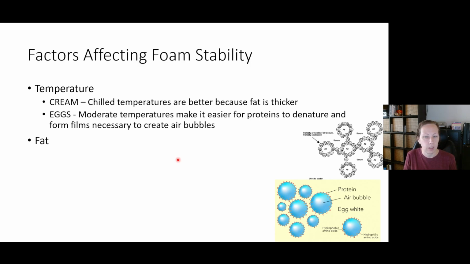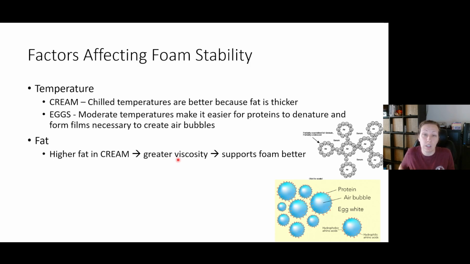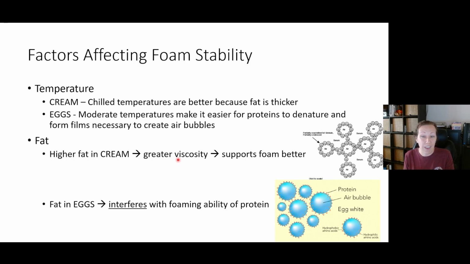Fat. Okay, so obviously cream is high in fat, right? And that high fat is what gives the cream its viscosity and the thickness that holds the air better trapped in the foam. Okay, in eggs, opposite, right? The fat in eggs is going to interfere with the foaming ability of the protein. So in cream, you want high fat. The higher the fat, the better the viscosity is going to be. In eggs, even a tiny amount of fat is going to interfere with the foaming ability of the eggs.